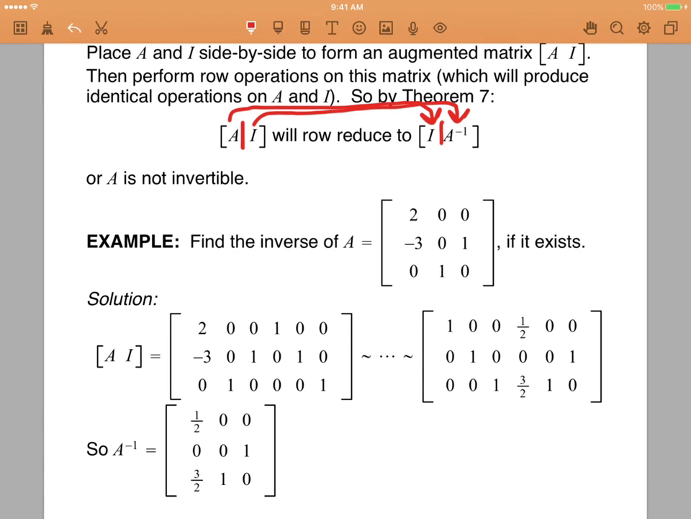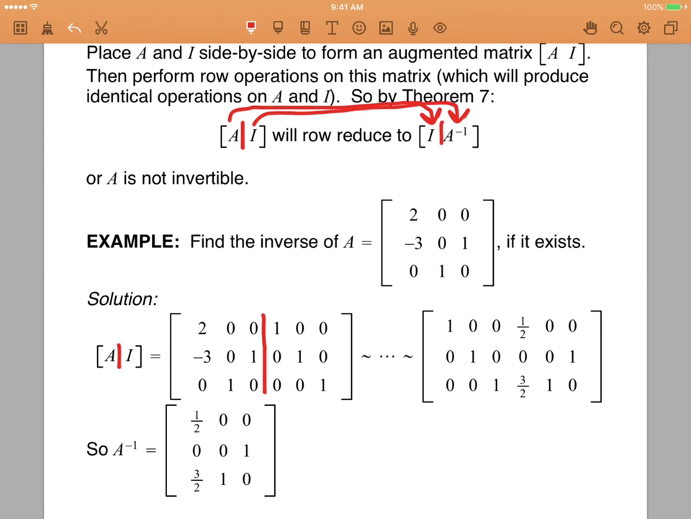So suppose we're trying to find the inverse of this matrix: 2, 0, 0, -3, 0, 1, 0, 1, 0. Okay, we put that in the left half. There's our little reminder, A and I. So we put A in the left half, and we put I, the identity matrix, in the right half. Now we do a bunch of row operations, and all we're looking at is the left half when we decide what row operations to do.